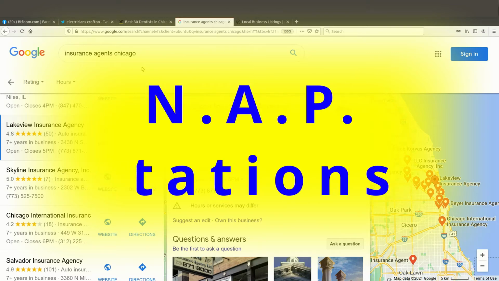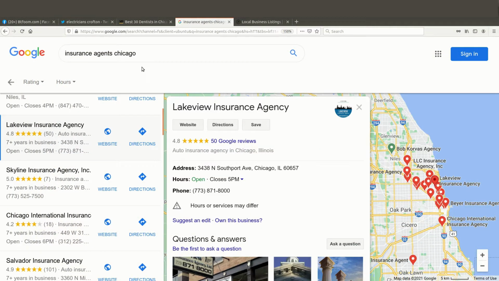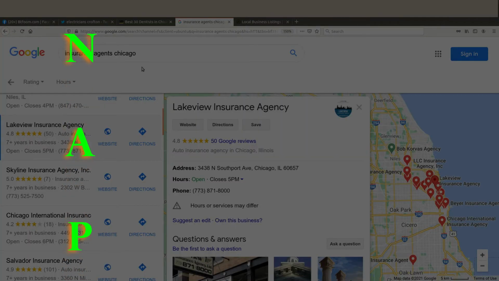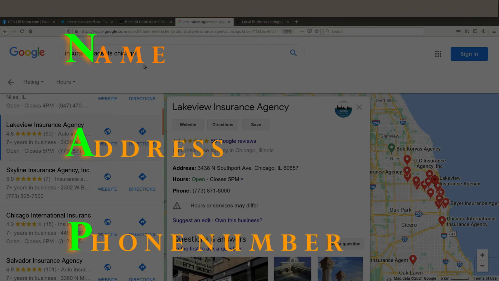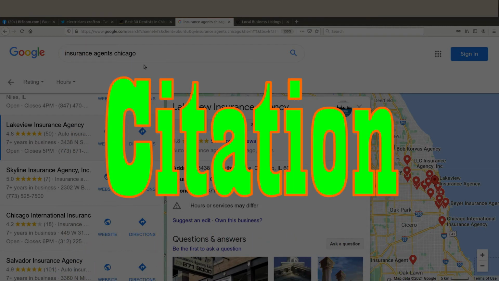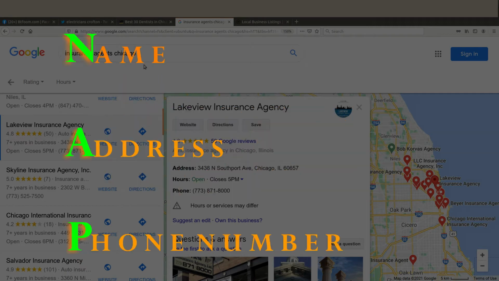So this one is about an SEO core concept, and that is NAP, N-A-P. And that stands for name, address, phone number. And you'll also hear the same concept called a citation. So basically what NAP stands for, again, is name, address, phone number.